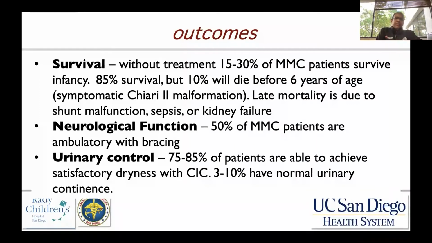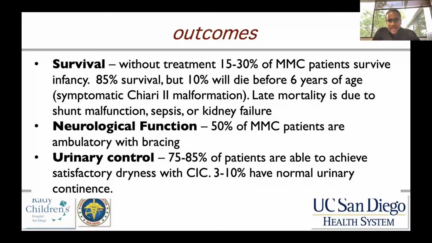So someone had posed a question about survival. When you talk about survival without treatment, meaning without closure, the survival rates are low. And the reason is that significant meningitis and neurological decline can set in. When you talk about modern day techniques and surgical closure, there's nearly an 85 to 90% survival rate. But 10% of those children will die before 6 years of age. And this is becoming more rare. And this is typically due to a symptomatic Chiari 2 malformation.